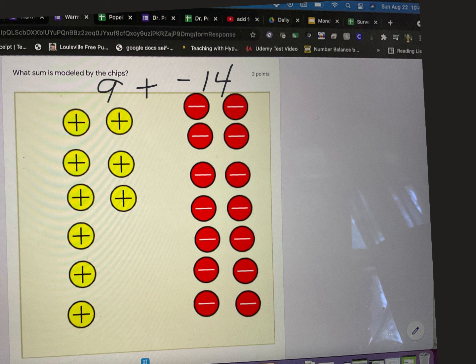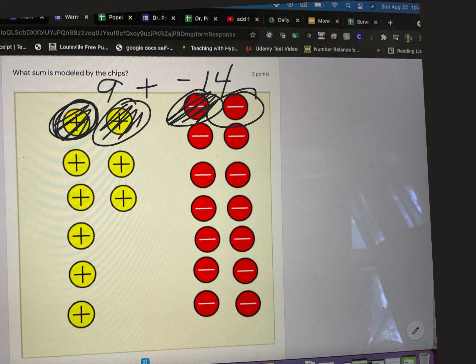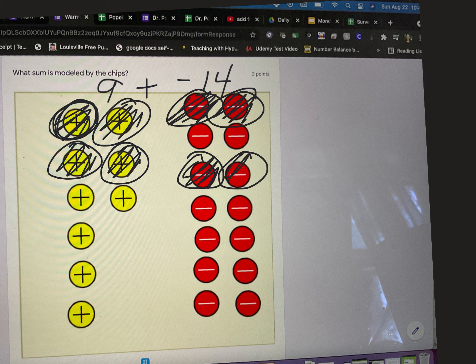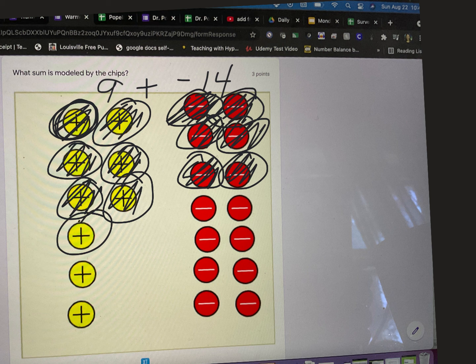So what's going to happen every time a positive and a negative combine? For example, this positive will cancel out one of those negatives, right? This positive will cancel out one of those negatives, and so on and so forth. They're going to cancel each other out because they equal 0. And so if I do that, cancel out all the ones that are left over.